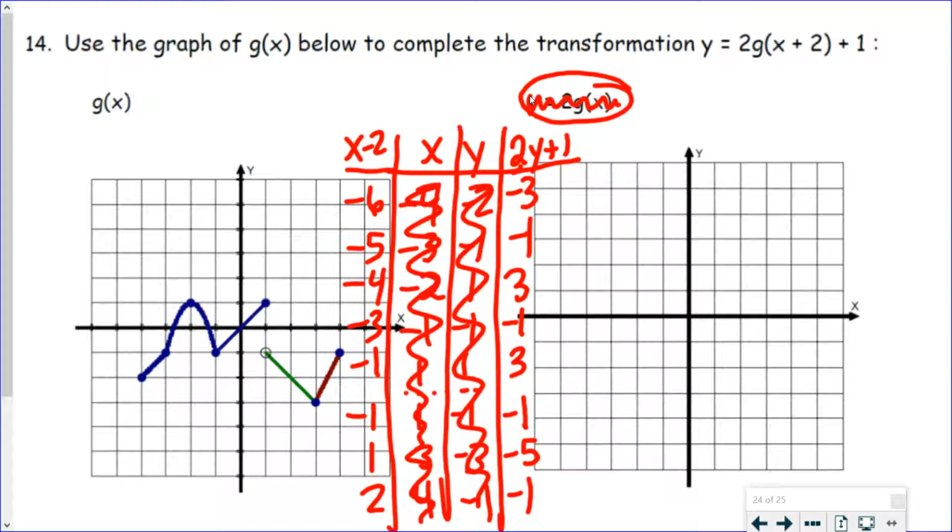So we got (-6, -3), (-5, -1), (-4, 3), (-3, -1), (-1, 1), and there's our break in the graph. Is that right? I feel like I'm missing something. Negative 3, 3, negative 5, negative 1, negative 4, 3, negative 3, negative 1, and negative 1, positive 3. That's what I'm missing here. Negative 1, positive 3.